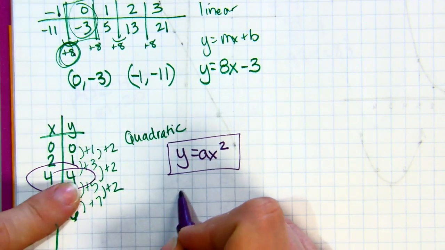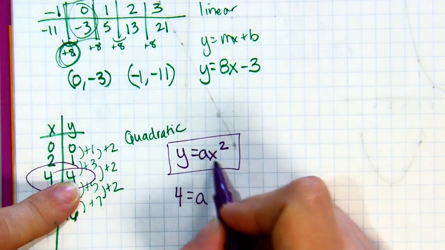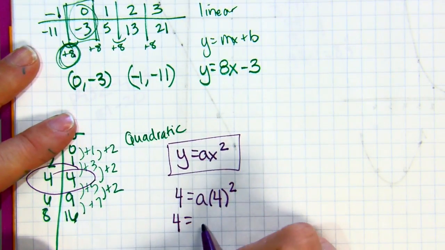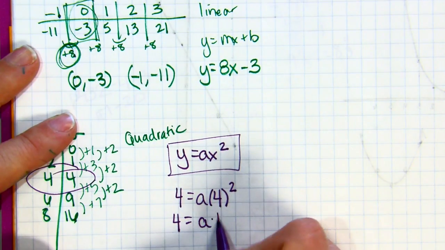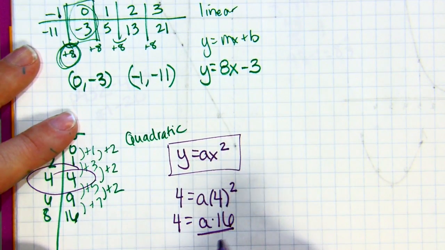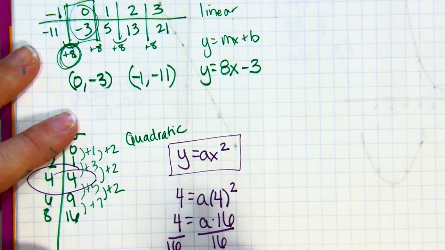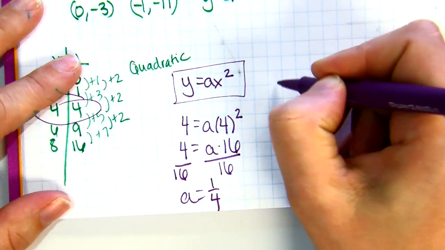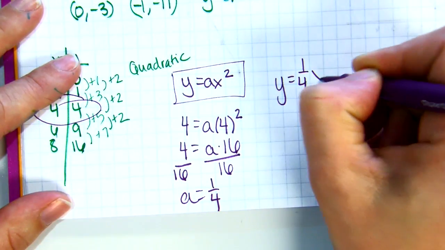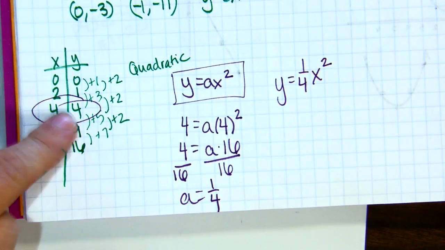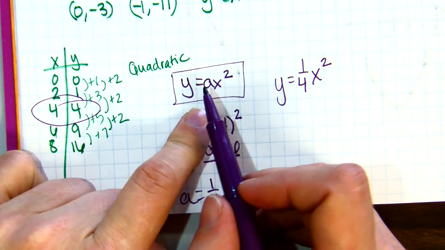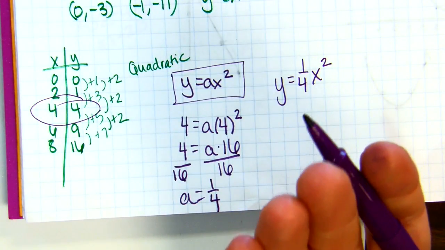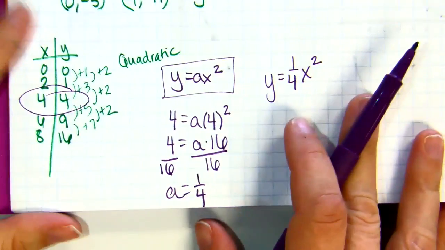So y is 4, and that equals a times 4 squared. So 4 equals a times, what, 4 squared is 16. Divide each side by 16. And I get that a equals 1/4. So that tells me that my function is just y equals 1/4 x squared. So I just have to pick a point, plug it in for x and y to solve for a. And these aren't going to get any more complicated than that. You also have a similar thing then for exponentials that you've done earlier.